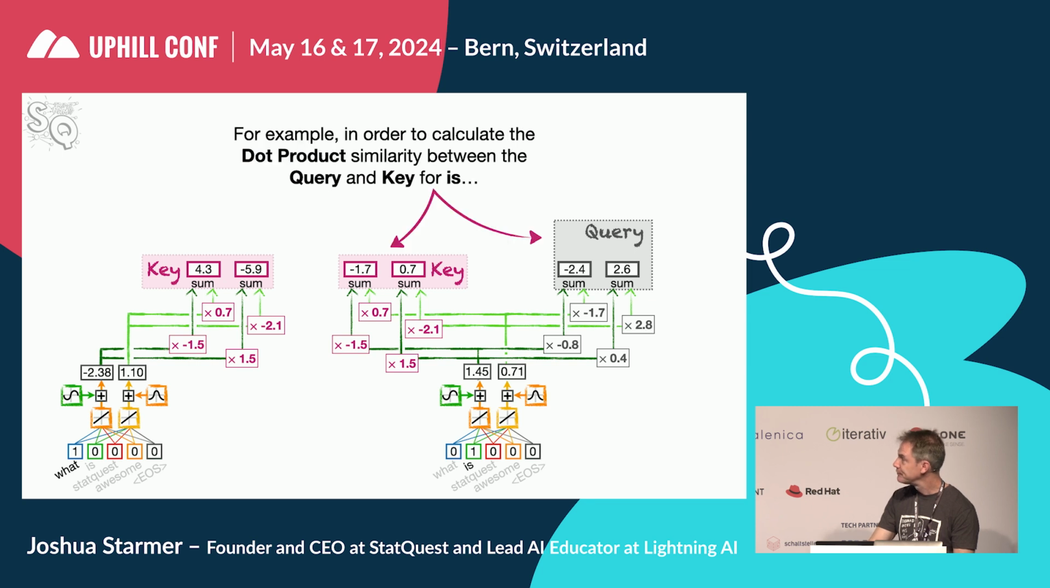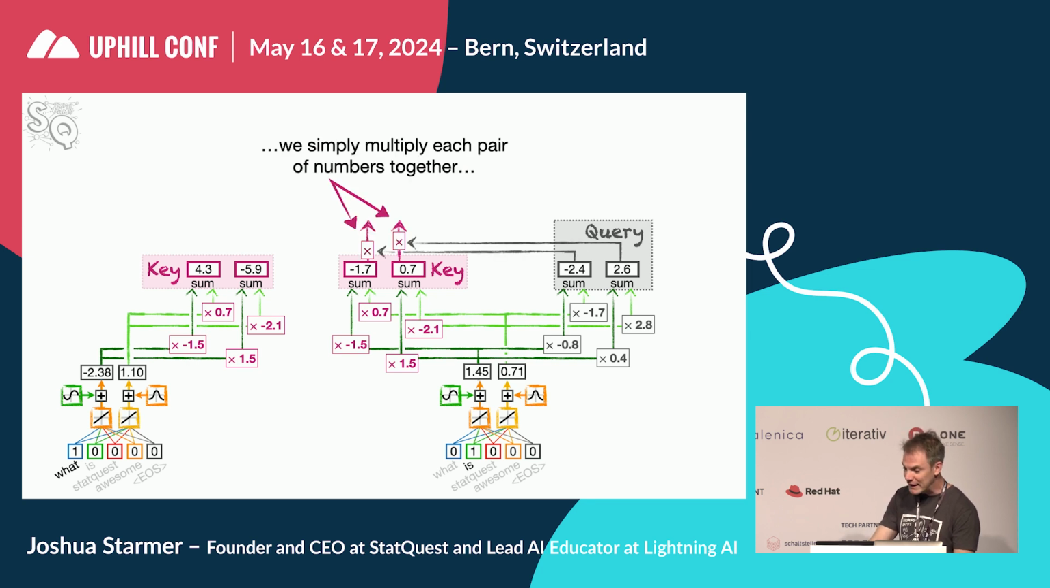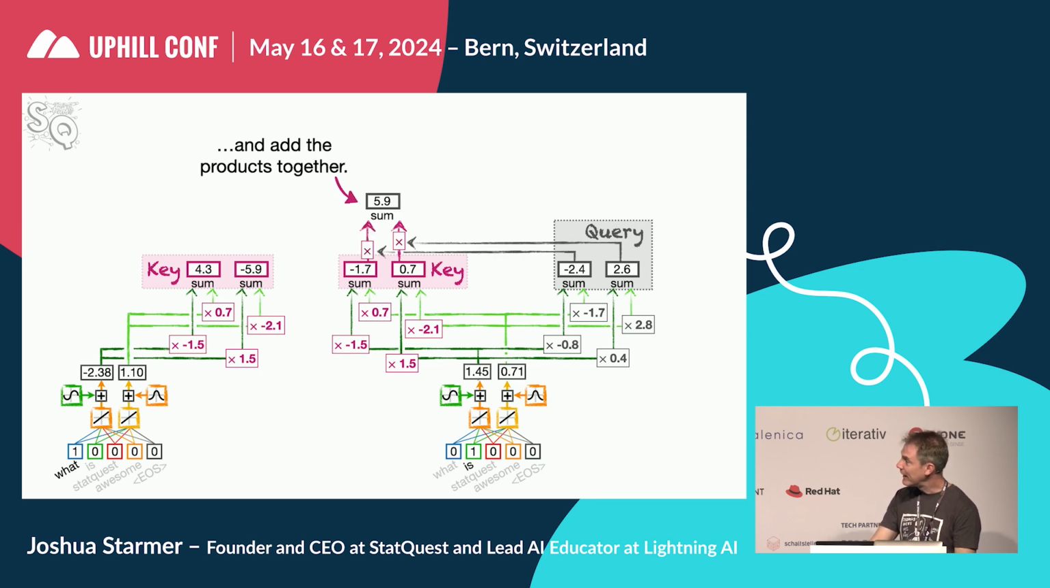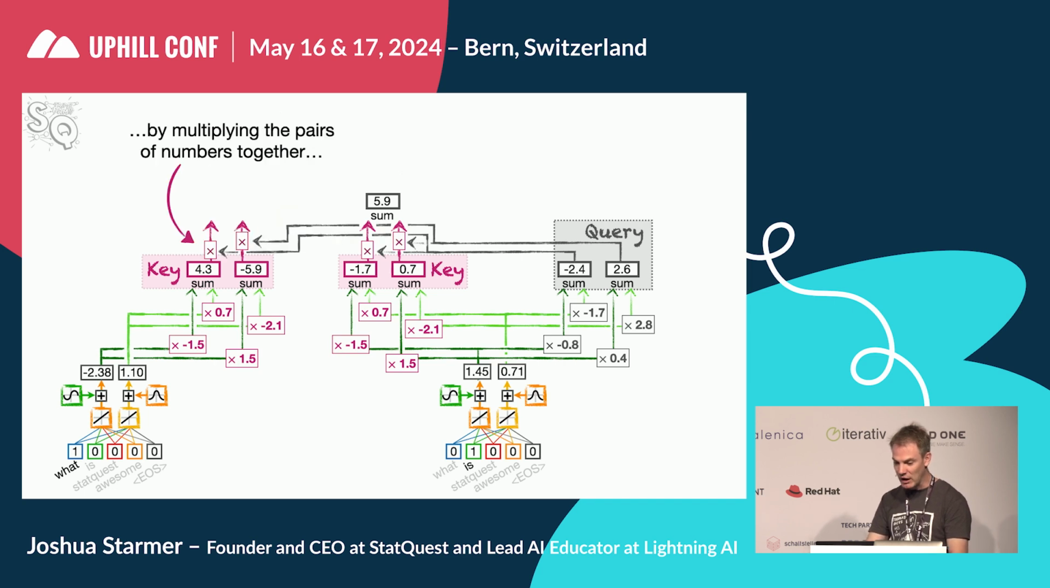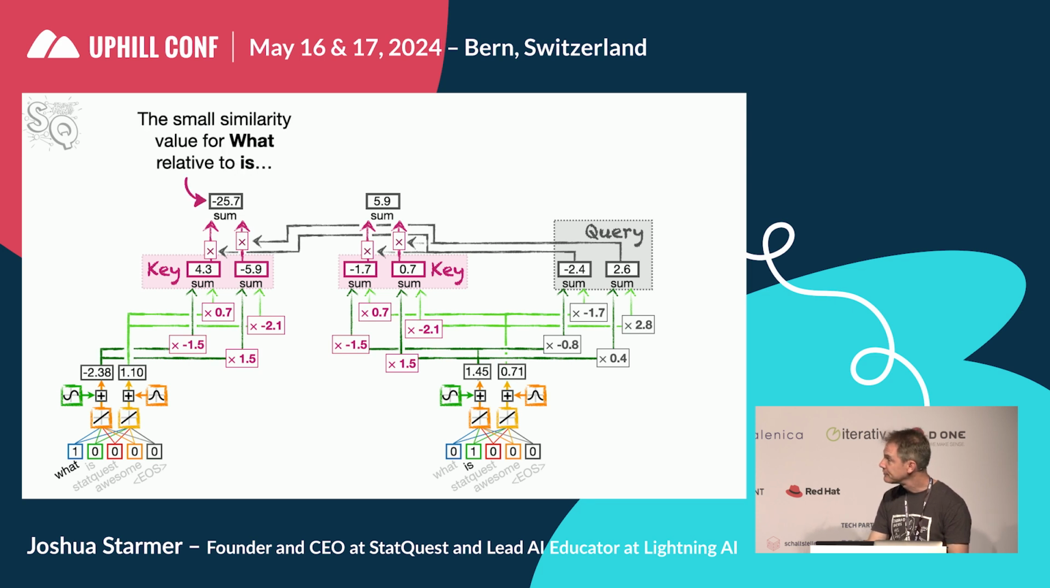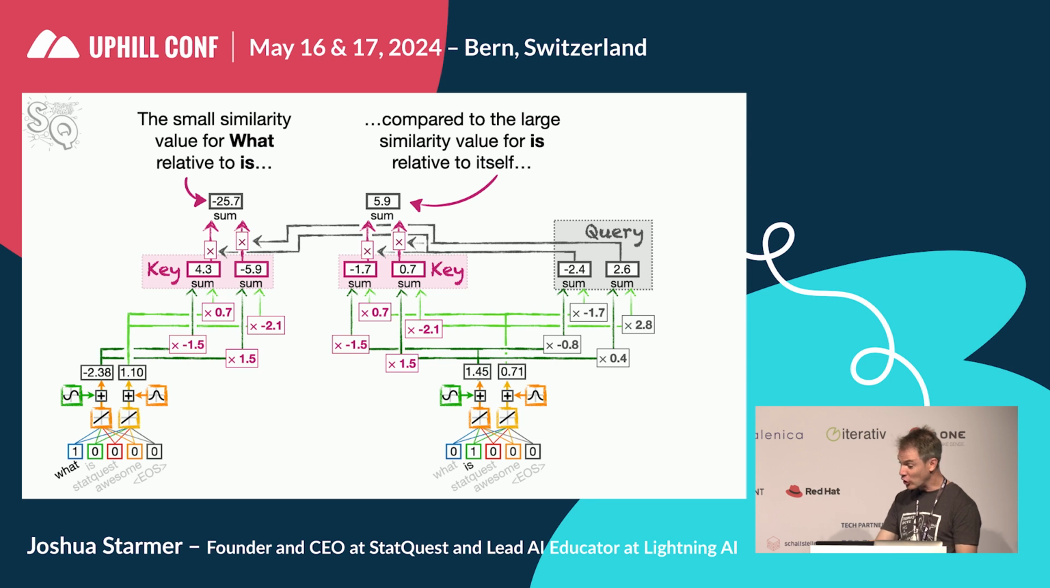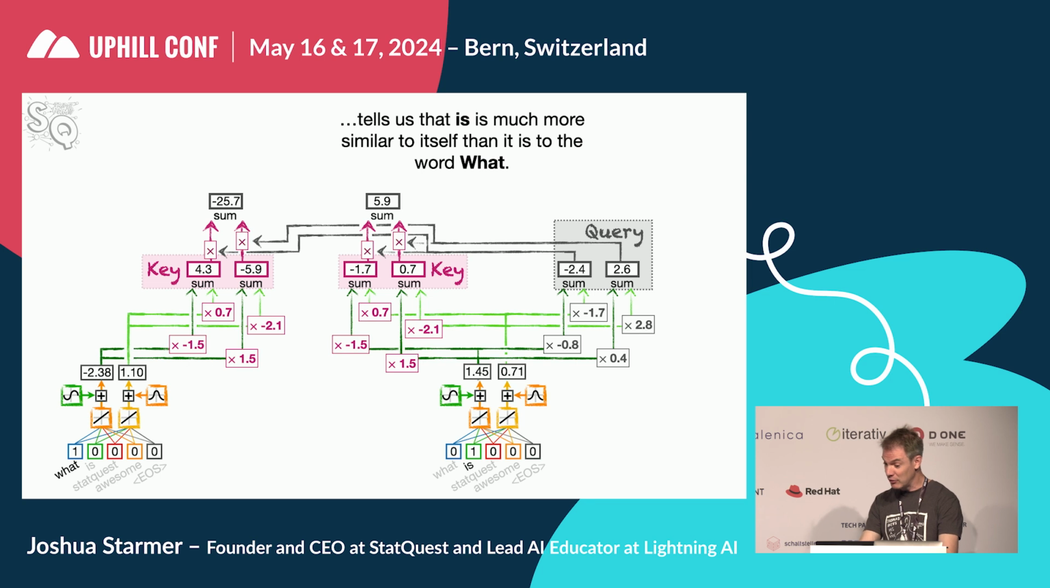One way to calculate similarities between the query and the keys is to calculate something called a dot product. For example, in order to calculate the dot product similarity between the query and key for "is," we simply multiply each pair of numbers together and add the products together. Likewise, we can calculate the dot product similarity between the query for "is" and the key for "what" by multiplying the pairs of numbers together and adding the products together. The small similarity value for "what" relative to "is," compared to the large similarity value for "is" relative to itself, tells us that "is" is much more similar to itself than it is to the word "what."